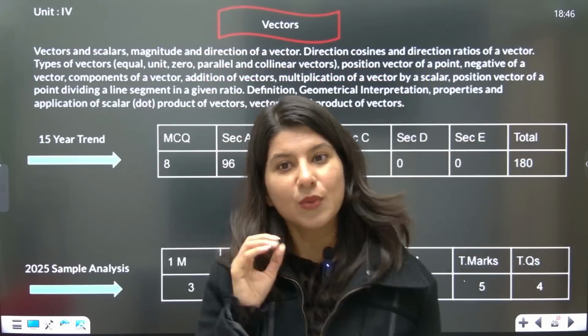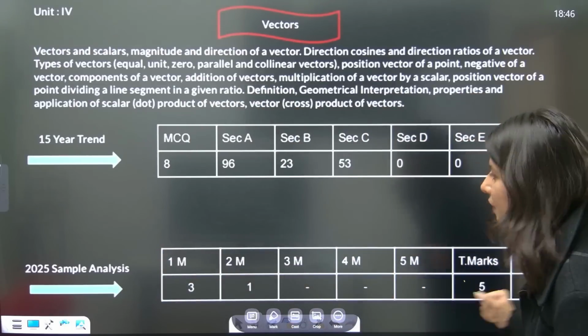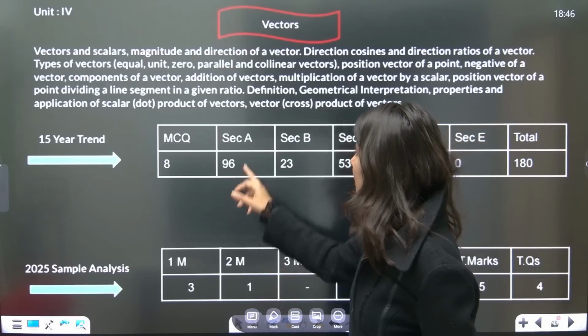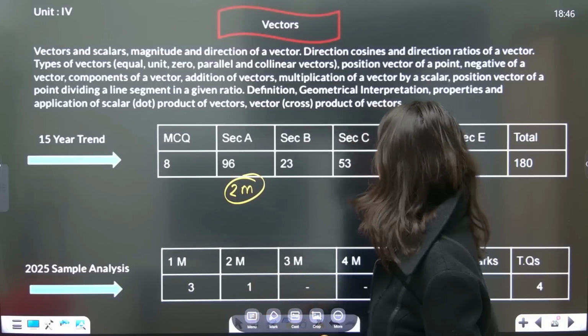Now, unit number 4, vector algebra and 3D geometry. So what is important in it? First of all, what kind of questions you can get? So section A, 2 marker question from vector, high chances you can get. Sample paper also says it.